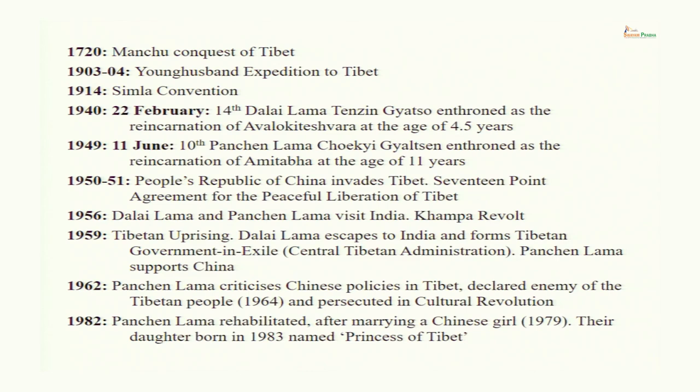Once Mao died, the situation began to cool down, and the Panchen Lama by that time I think had practically been forced to get married. So in 1979 he got married to a Chinese girl. A Lama is supposed to be a sannyasi, a person who does not marry, but the Panchen Lama, to show his support for the communist ideals, married a Chinese girl. And in fact, a daughter was born to him in 1983. She was named Princess of Tibet.